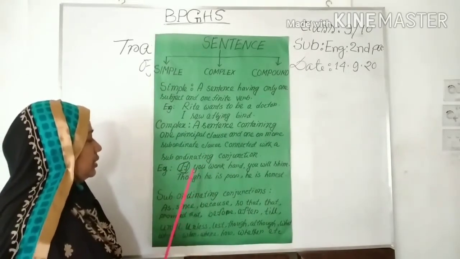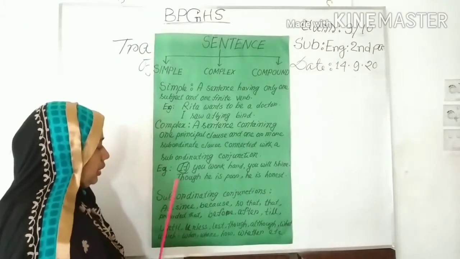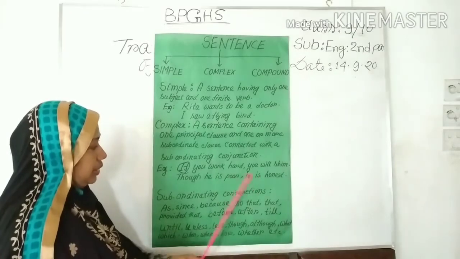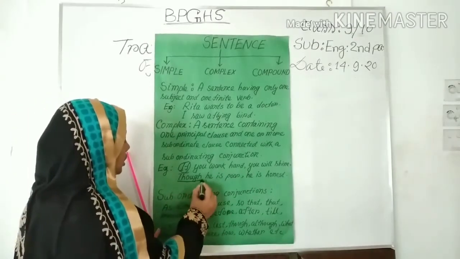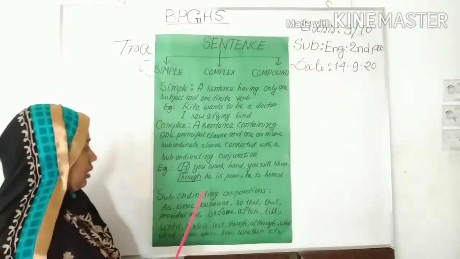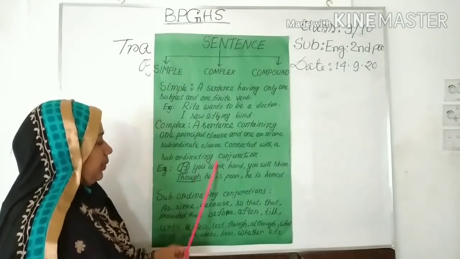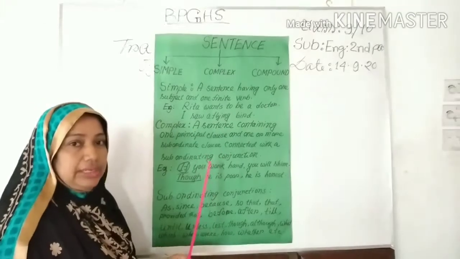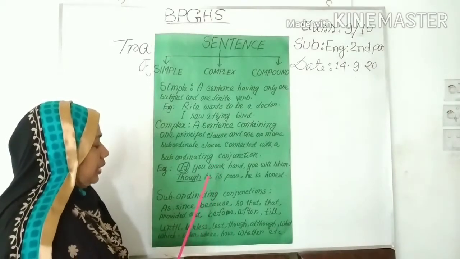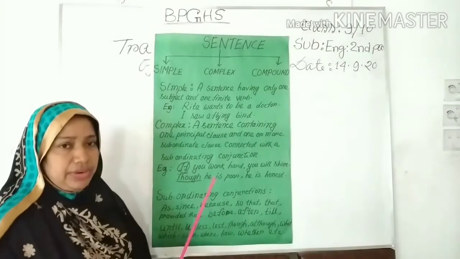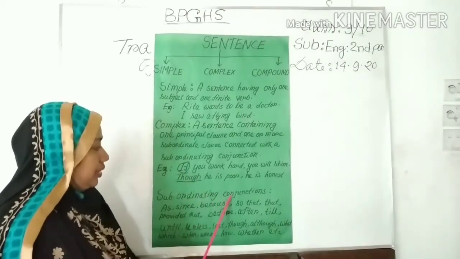In the second sentence, though he is poor, he is honest. Here, he is poor, he is honest. Two clauses. And these two clauses are connected with the conjunction though. So, in complex sentence, we must find two subjects and two finite verbs. Now, it will be easy for you if I show you the subordinating conjunction.